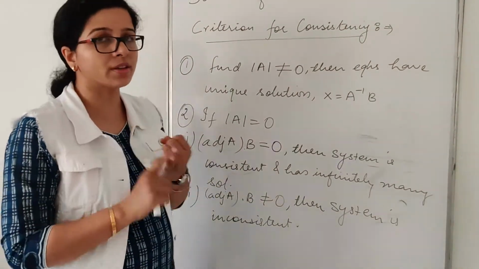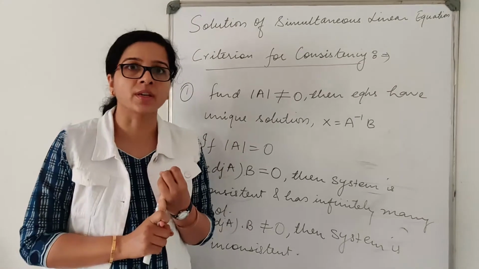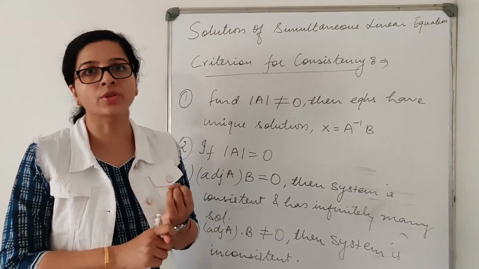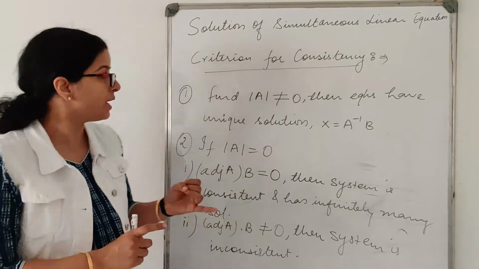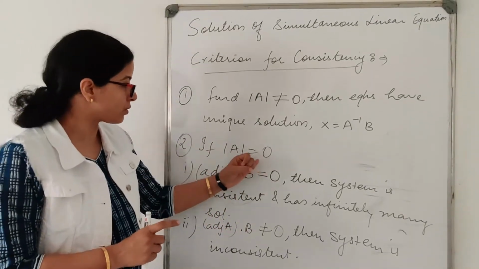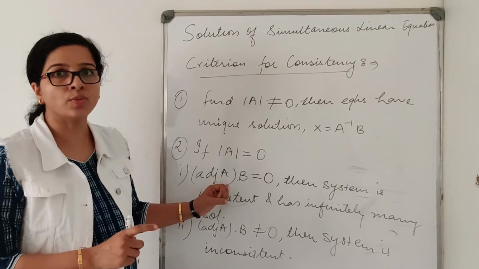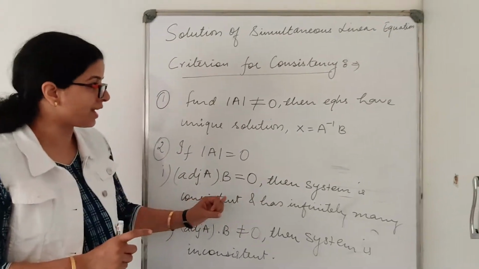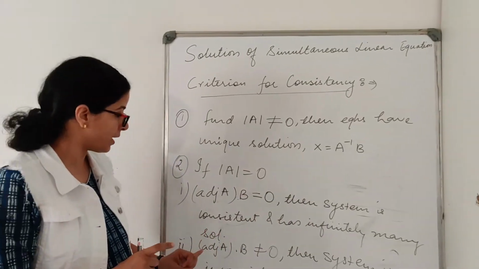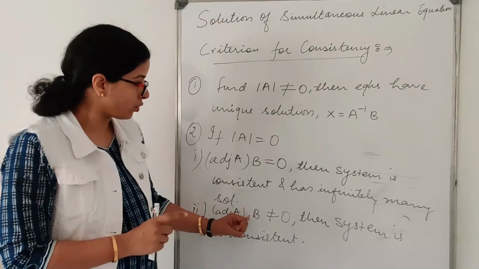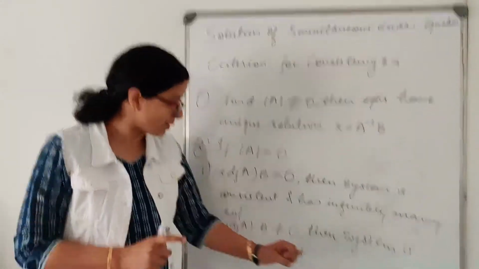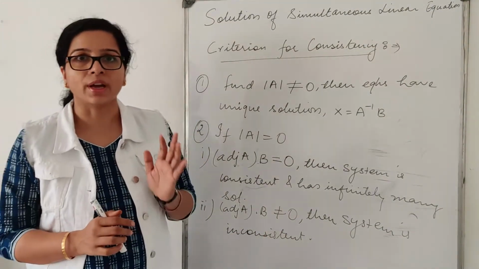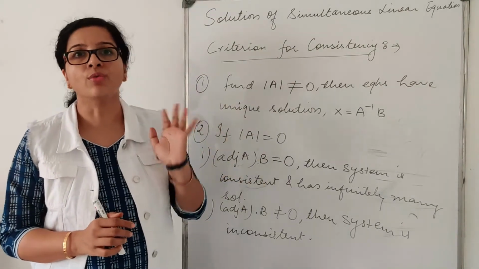So what are the criteria? First we calculate the determinant. If determinant is not equal to 0, you have a unique solution, so X is equal to A inverse B. If determinant A is equal to 0, we calculate adjoint A into B. If adjoint A into B is equal to 0, then the system is consistent and has infinitely many solutions. If adjoint A into B is not equal to 0, then the system is inconsistent and hence has no solution. Now first I'll tell you the algorithm, and then we'll do one question on it.